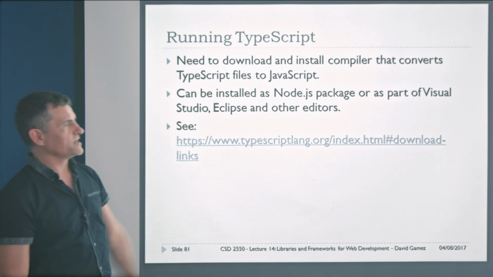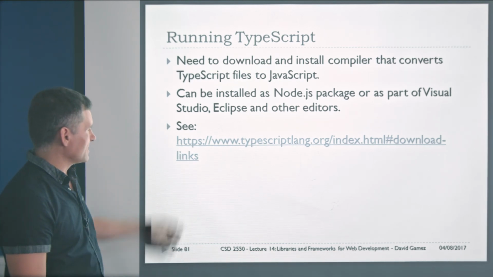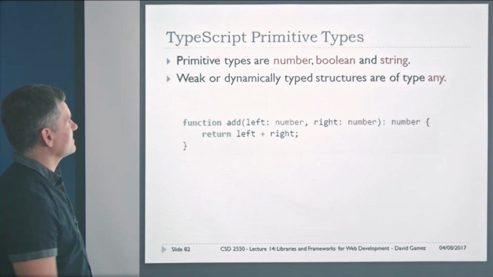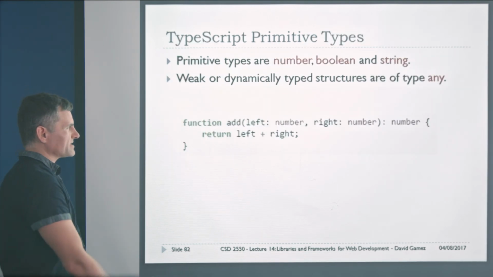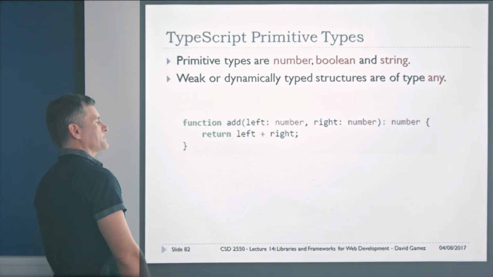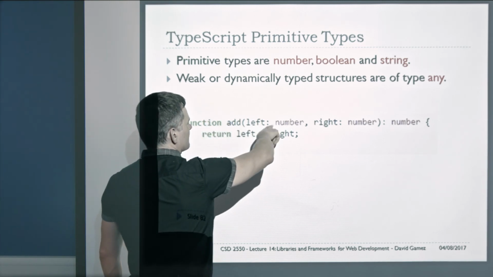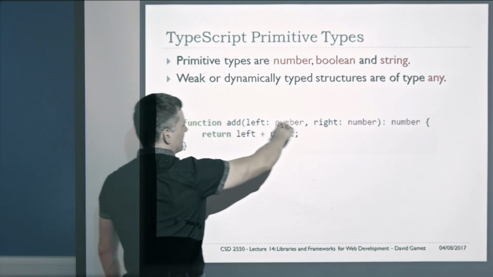You can install it as a Node.js package or as part of Visual Studio, because it's a Microsoft thing, right? And there are some links there about how you download and install it. The basic idea is very simple. If you've got a function, normally with JavaScript functions, you don't specify the types, you just have arguments. But here, we've got arguments, and we're specifying the type of those arguments.